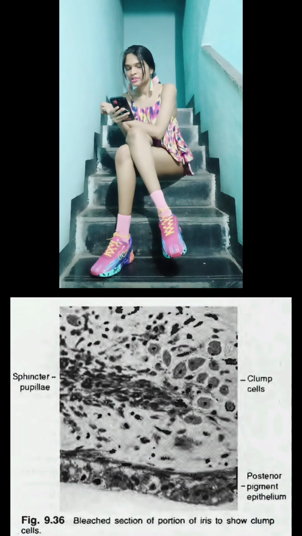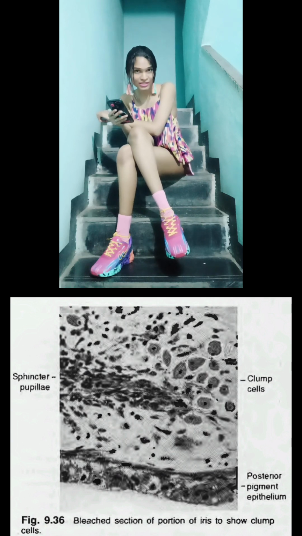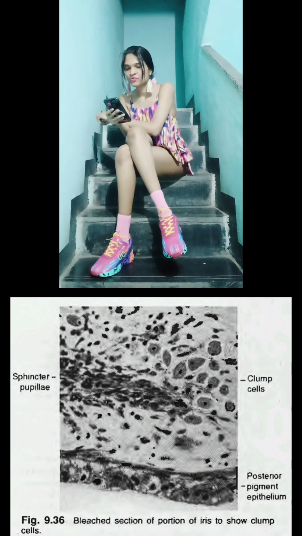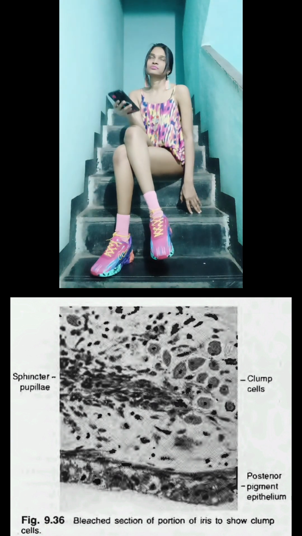Now figure 9.36. Bleached section of portion of iris to show clump cells. So clump cells, sphincter pupillae and posterior pigmented epithelium. These clump cells are present abundantly around the pupillary margin, that is around the sphincter pupillae muscle. Depending upon the size of the granules and location, they are divided into type 1 and type 2, type 1 posteriorly, type 1 anteriorly, type 1 having the larger granules, type 2 having the smaller granules.